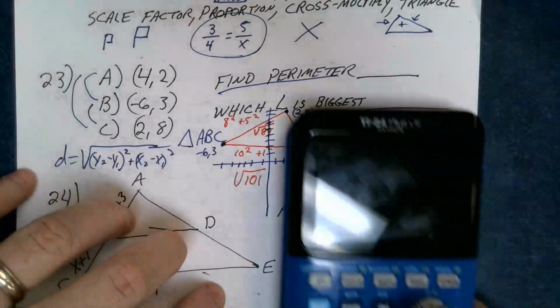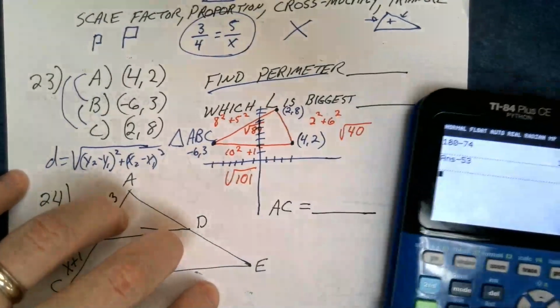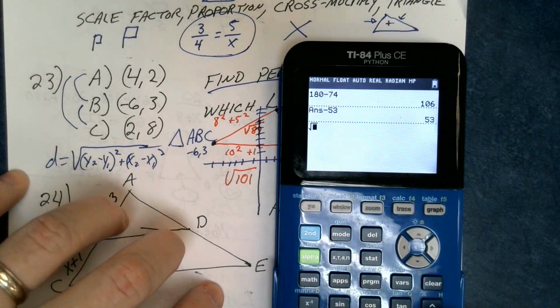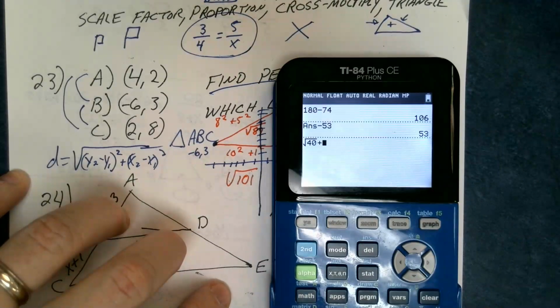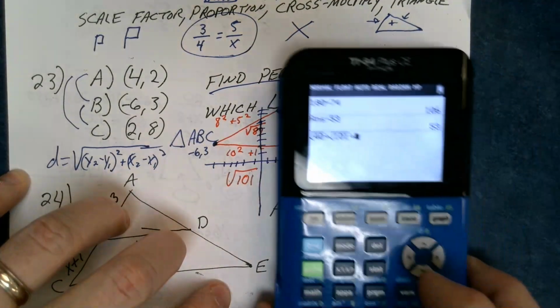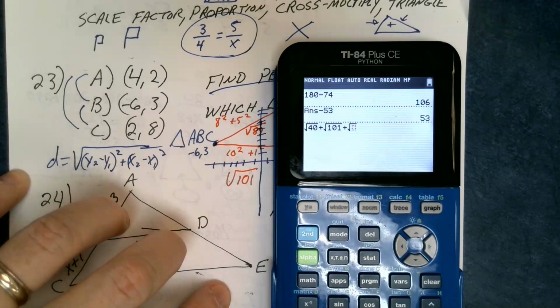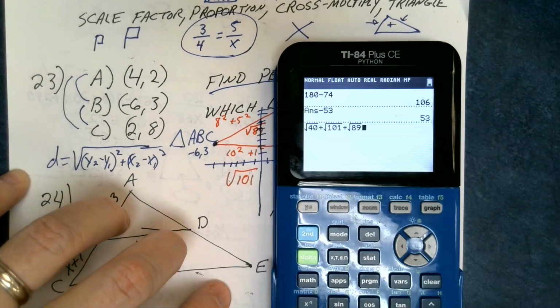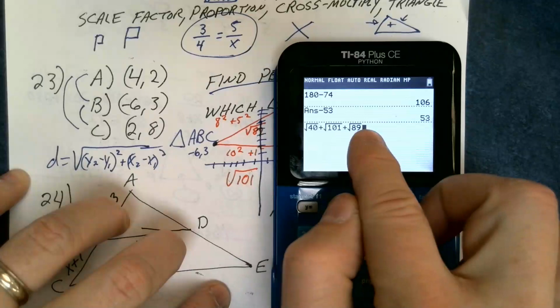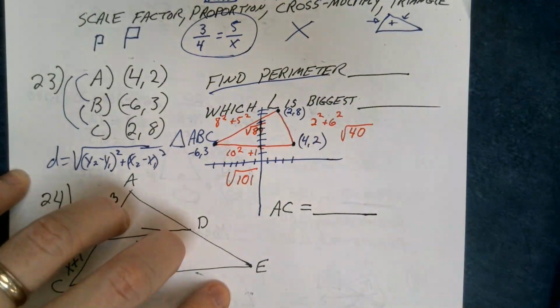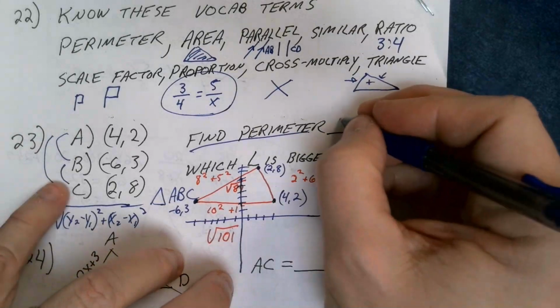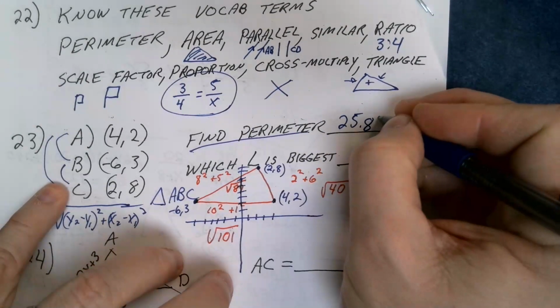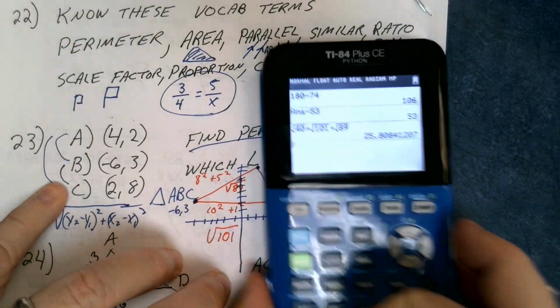So then on my calculator, I'm going to go, okay, what are my three distances? I got the square root of 40, plus the square root of 101, plus the square root of 89. And I make sure that none of those radicals go over the top of the other ones, just individually each number. And I hit enter, and I see that I get a perimeter for this one of 25.81 if I round it up.